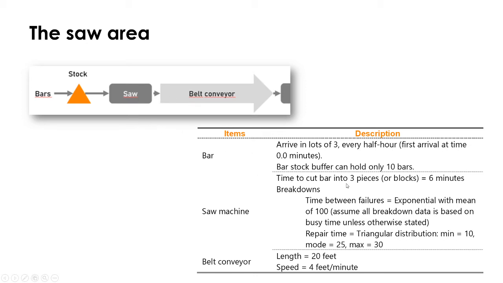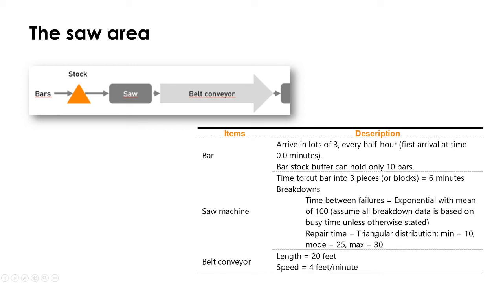And every 100 minutes on average, following an exponential distribution, we have a failure. This happens every 100 busy minutes, the times where the saw has been working. So this exponential distribution is based on the busy time of the saw. This is the same for the rest of the processes unless otherwise stated.